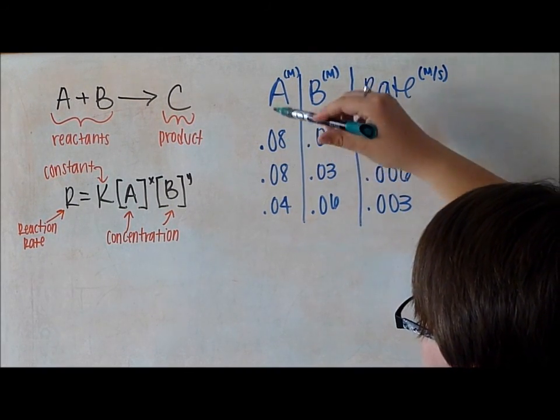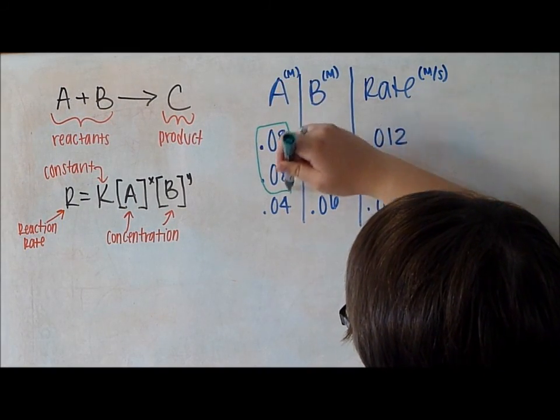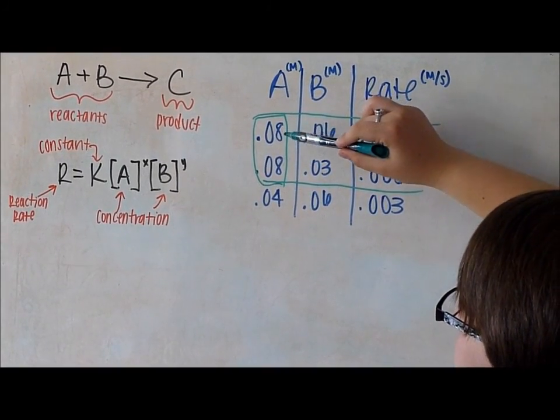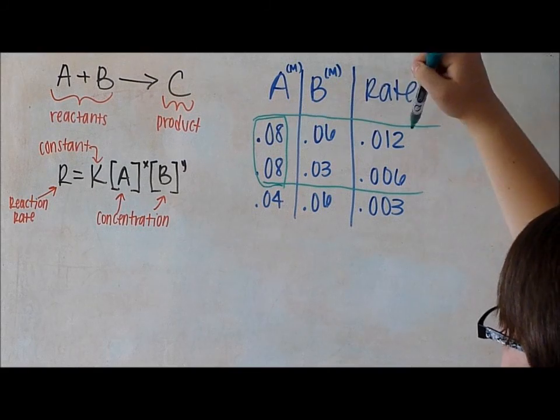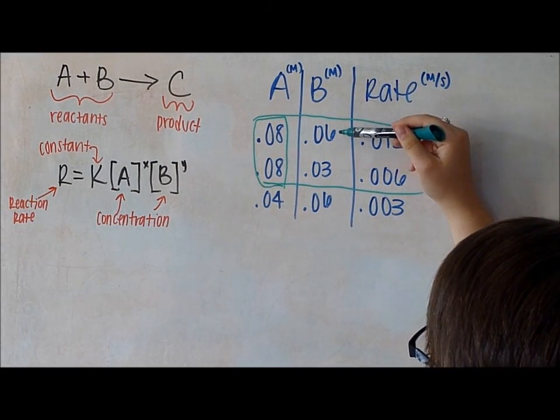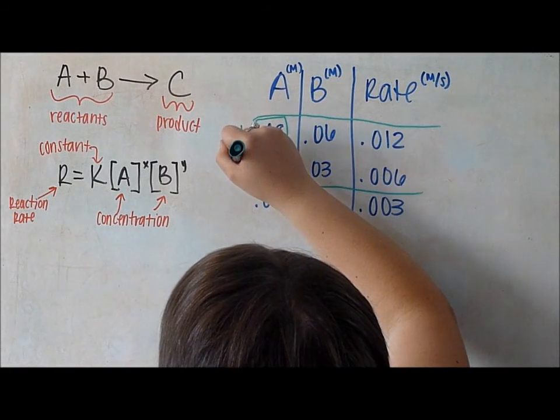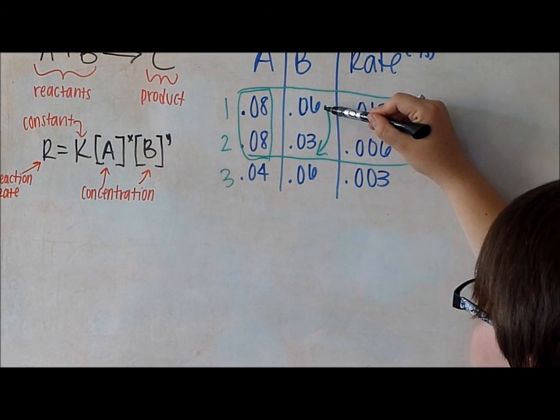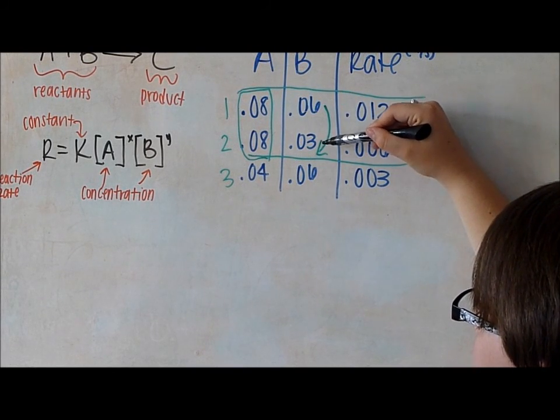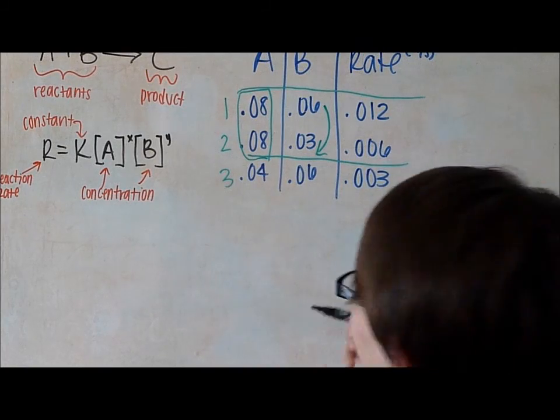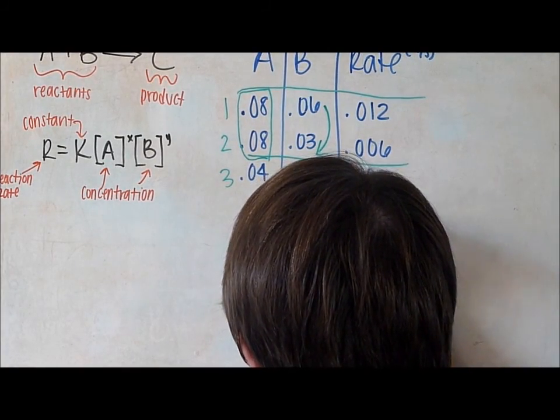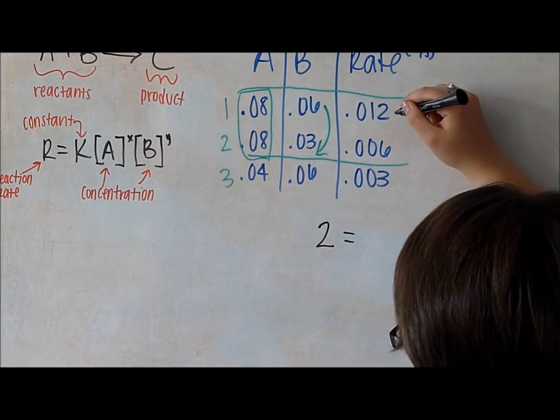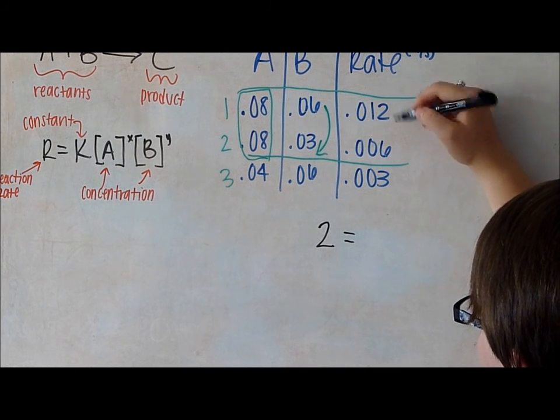So here it's 8 and 8. So we're going to circle that, and we're going to look at these 2 rows only. Since these 2 are the same for A, we're going to use these 2 rows. And for B, we're looking at, let's say, row 1, 2, and 3. Okay, so from 0.06 to 0.03, you divide by 2. We have to remember this number, because that's going to help to find the concentration. So now we also have to look at row 1 and 2 of the rate.